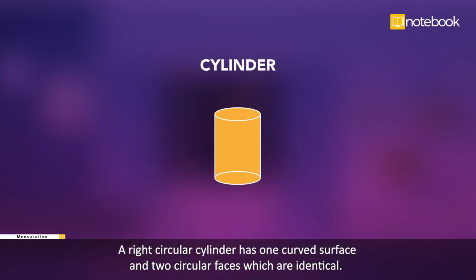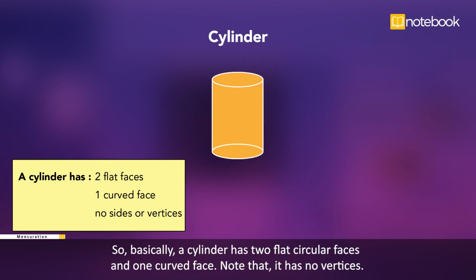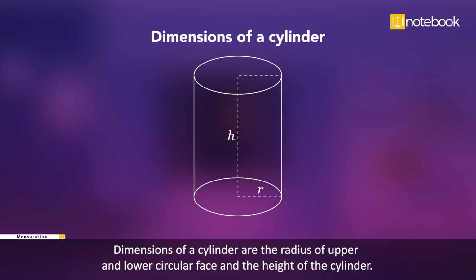A right circular cylinder has 1 curved surface and 2 circular faces which are identical. So basically, a cylinder has 2 flat circular faces and 1 curved face. Note that it has no vertices. Dimensions of a cylinder are the radius of the upper and lower circular face and the height of the cylinder.